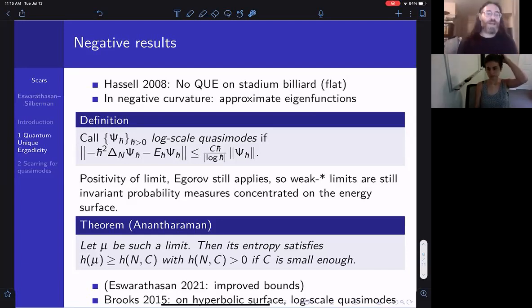Okay. But in a different direction, Brooks in 2015 on hyperbolic surfaces managed to construct quasimodes that do not become equidistributed, that concentrate on closed geodesics. Right? And this is what we want to think about here.